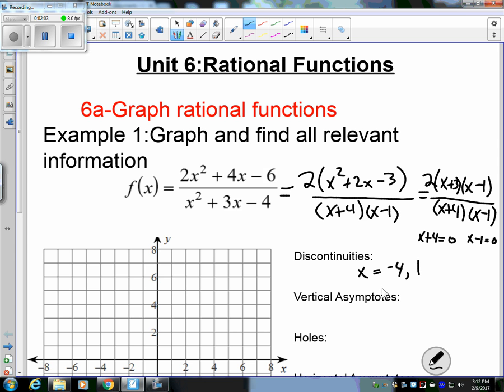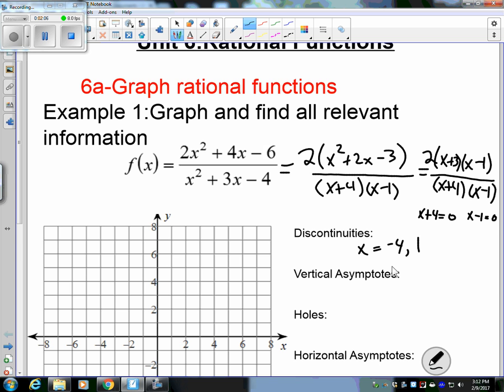Now vertical asymptotes. Vertical asymptotes come from looking at your denominator. So we have x plus 4 is a factor and x minus 1 is a factor. The vertical asymptote is going to be negative 4 or 1, or it could be both, or neither actually. So what you're going to do is simplify the fraction. The vertical asymptote is what's left in the denominator. What makes that 0? So x plus 4 is the factor. What makes it 0? Negative 4.